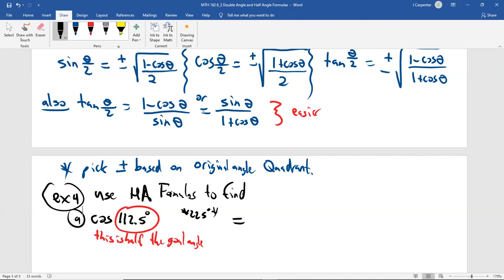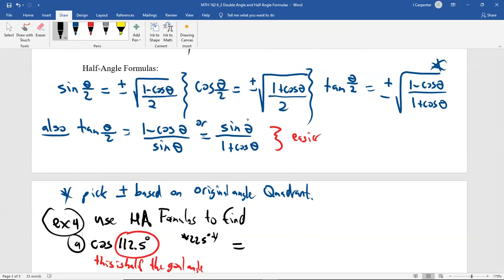You might say, Mr. Beckner, that's not the 30, 60, 90, or 45, 45, 90. No, it's not, but there's a reference angle that references one of those two triangles. So we're going to use a half angle formula. And for the cosine, it's plus or minus, and it's literally plus or minus, not both. Big old square root, 1 plus cosine of the doubled value, which is 225 degrees, all over 2.